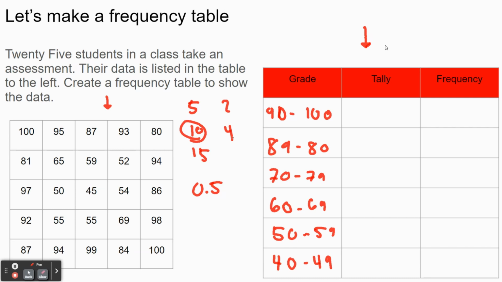Next thing that we're going to do is make tally marks for each time a number appears in that category. So we'll start with the 90 through hundreds. Here I see one of them. There's another one. We got the third one there. 4, 5, 6, 7, 8, 9, and 10. So you're going to go through the rest of the chart and continue doing this. I'm going to speed this part up because I don't think you want to watch the entire thing.